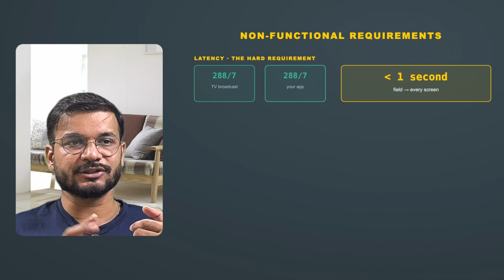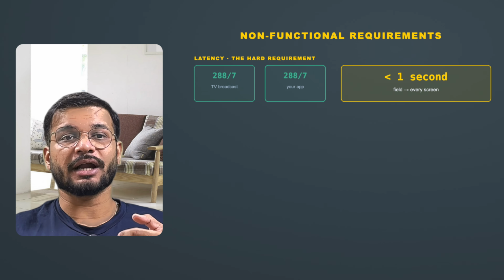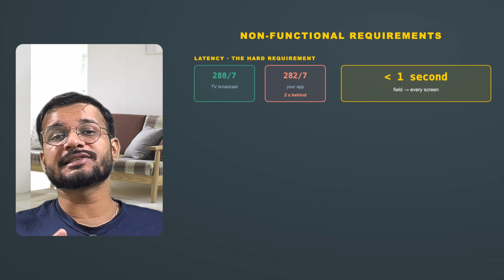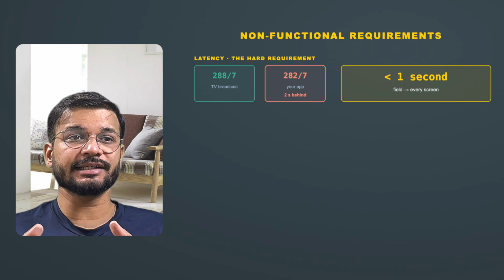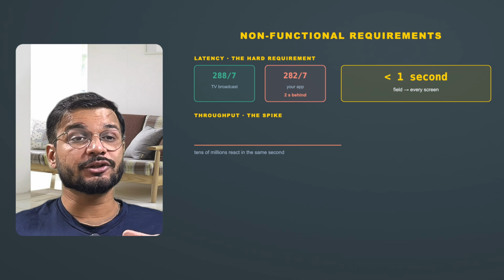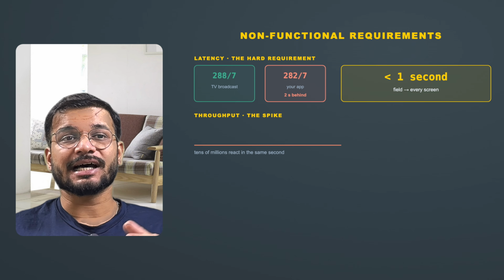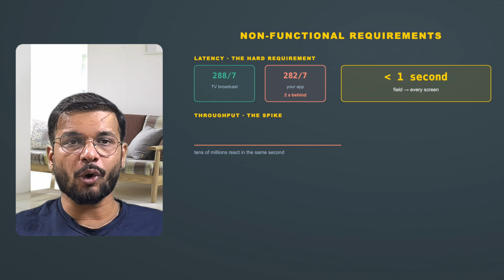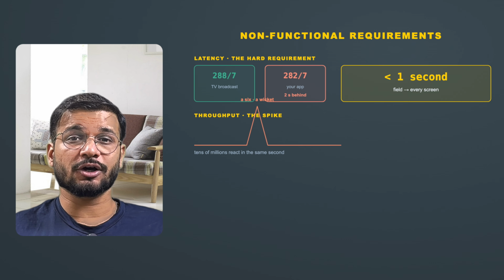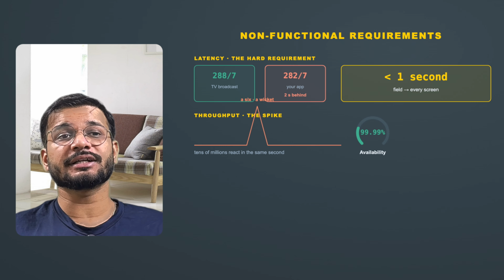Now, some of the non-functional requirements. First is latency. Score update to end user should be under 1 second. This is the hard requirement. The users can see the score on TV simultaneously. If your app is 2 seconds late, users trust it less. Then the throughput. During peak moments, a six, a wicket, a World Cup goal, all clients react at once. We need to handle a spike of tens of millions of concurrent connections.